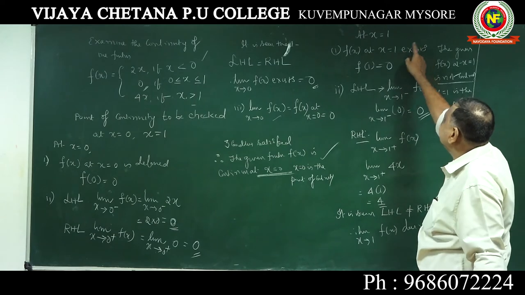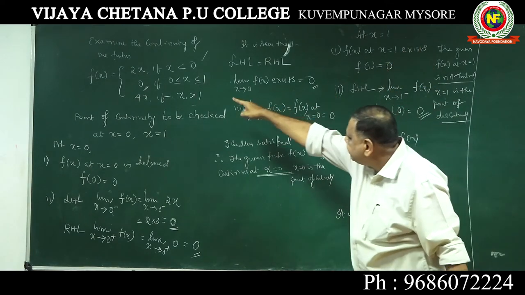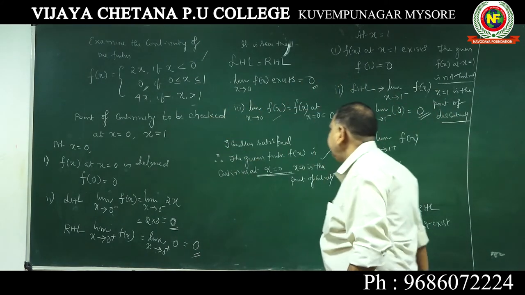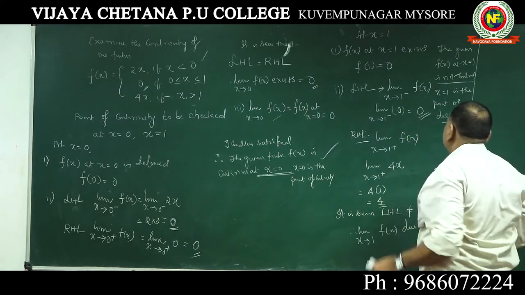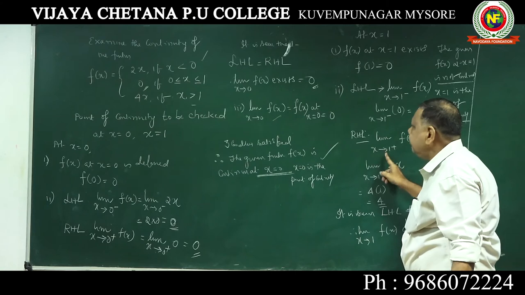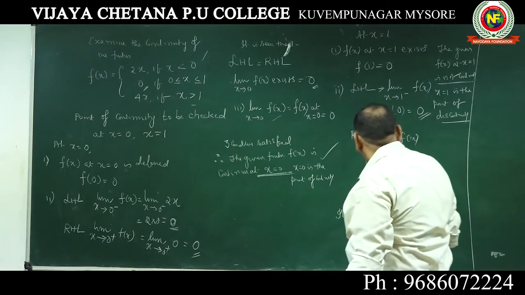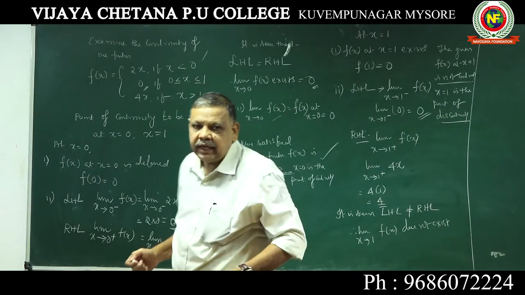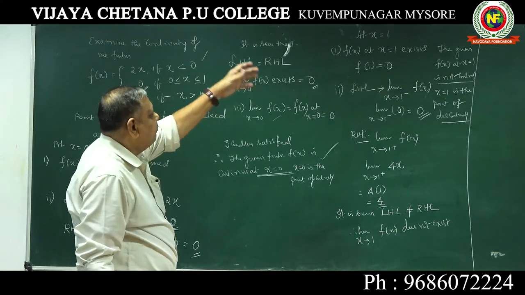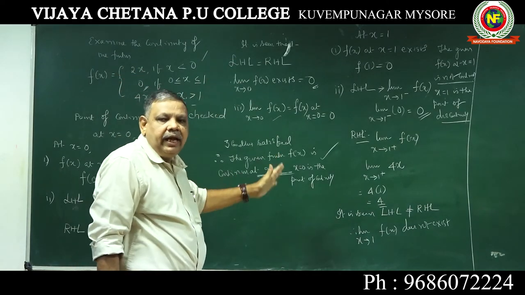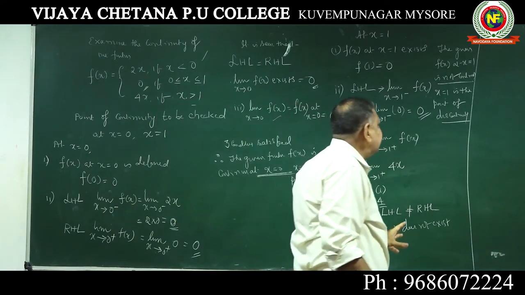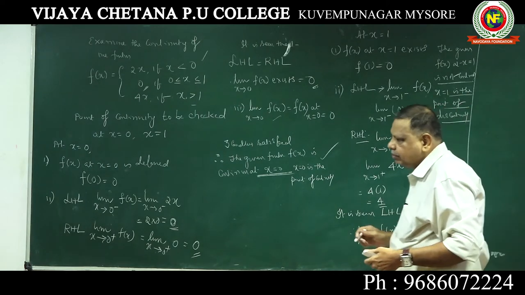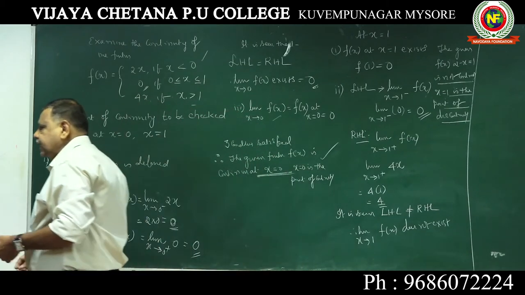Here, at x equal to 1, f of x at x equal to 1 is 0, that exists. For the left hand limit, only 1 minus, it is 0. But the right hand limit, with the function 4x, is 4 into 1, 4. LHL is not equal to RHL. Therefore, the limit as x tends to 1 of f of x does not exist and this function is discontinuous. The second condition failed, so x equal to 1 is the point of discontinuity.